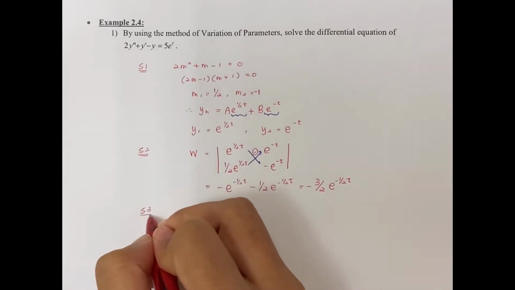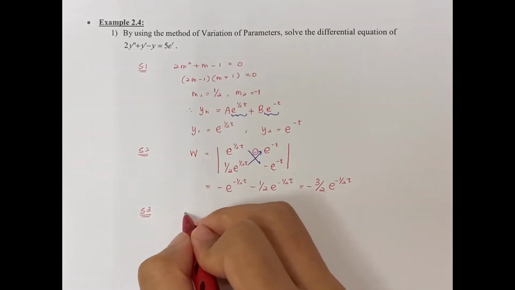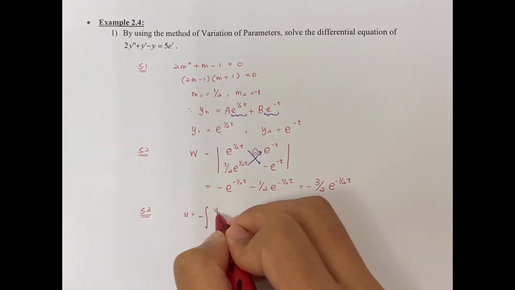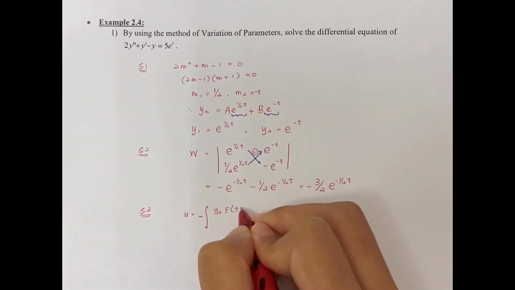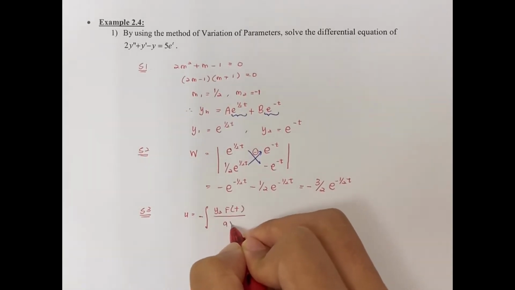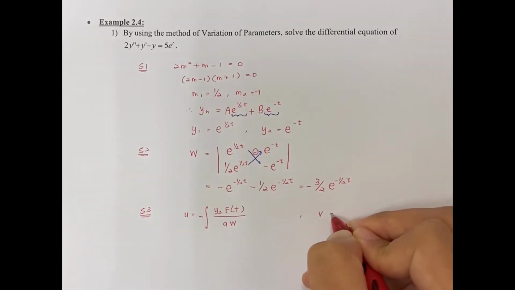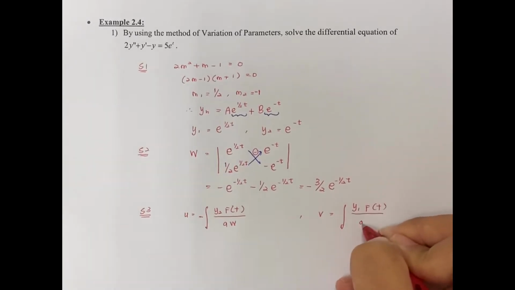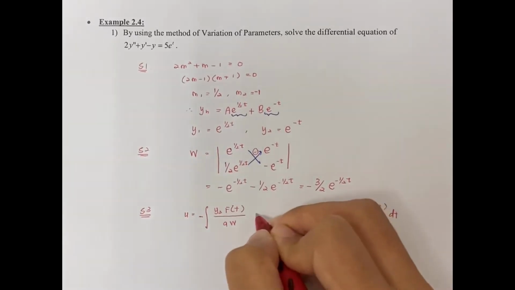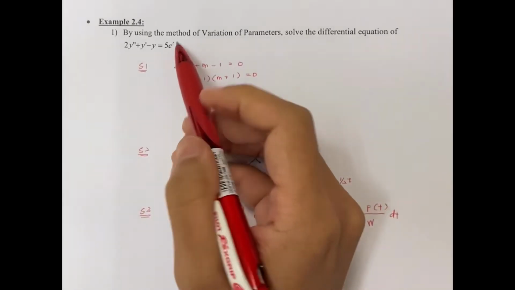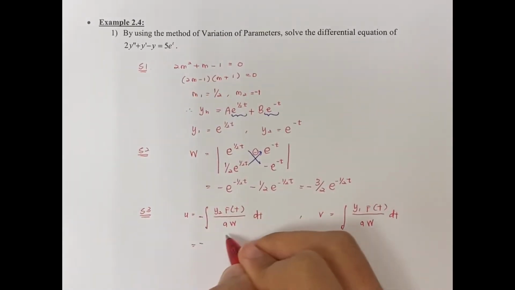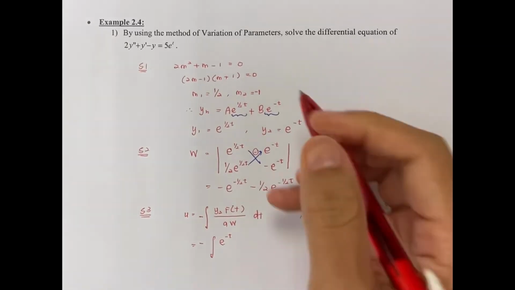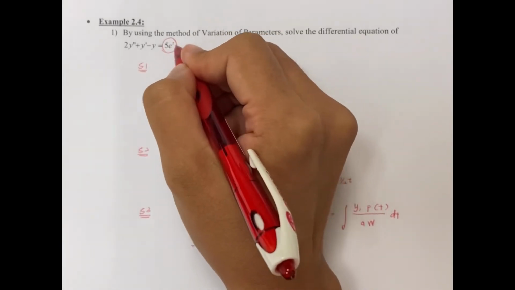Moving to the third step, you need to find u and v. u is equal to negative y2 f(t), f(x) in this case, divided by aW, and v is equal to y1 f(t) over aW dt, since your independent variable is t. So this is equal to negative y2. Your y2 is e to the negative t. f(t) is 5 e to the t. This is your f(t).